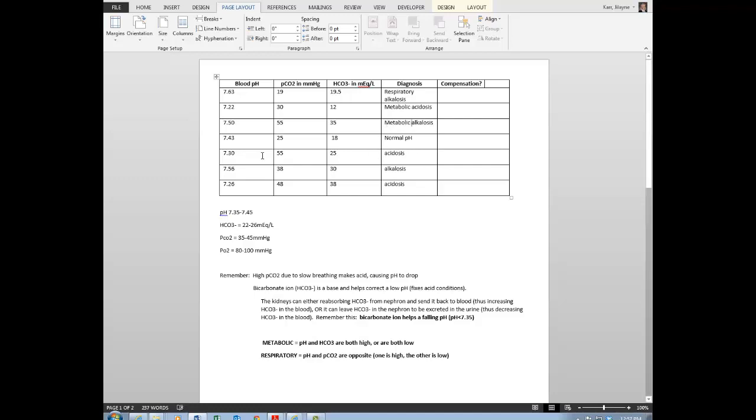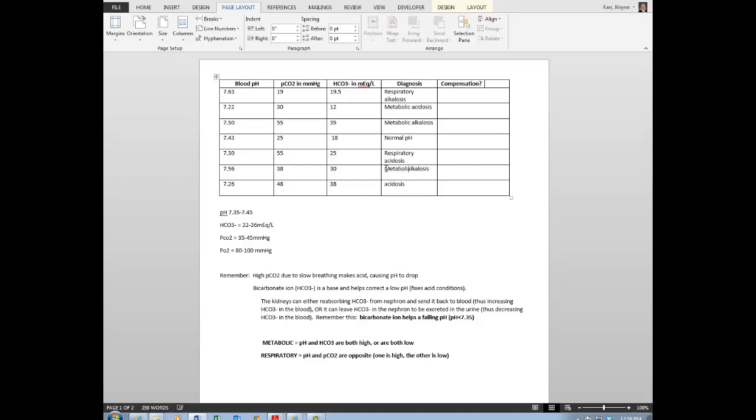So I have a high PCO2 and a low pH. They're opposite one another. We know if they are opposite that that's a respiratory cause. So I have a respiratory acidosis. If I look at the next one, I have a high PCO2 and I have a high pH. Again, that's not opposite, so it must be metabolic. And I can verify that by looking at my HCO3, my bicarbonate ion. My bicarbonate ion here is high and my pH is also high. And we know if both are high or both are low, that's metabolic. So I can go ahead and fill in metabolic.